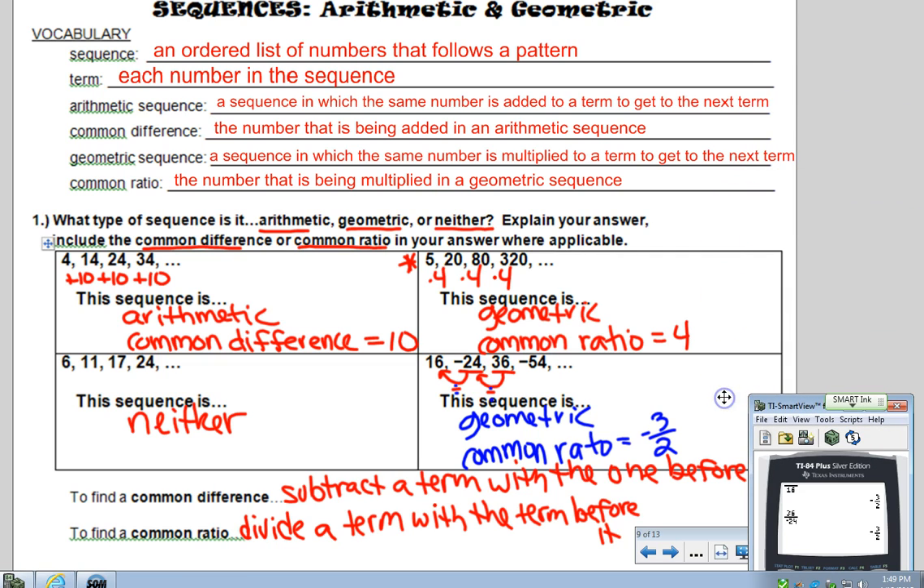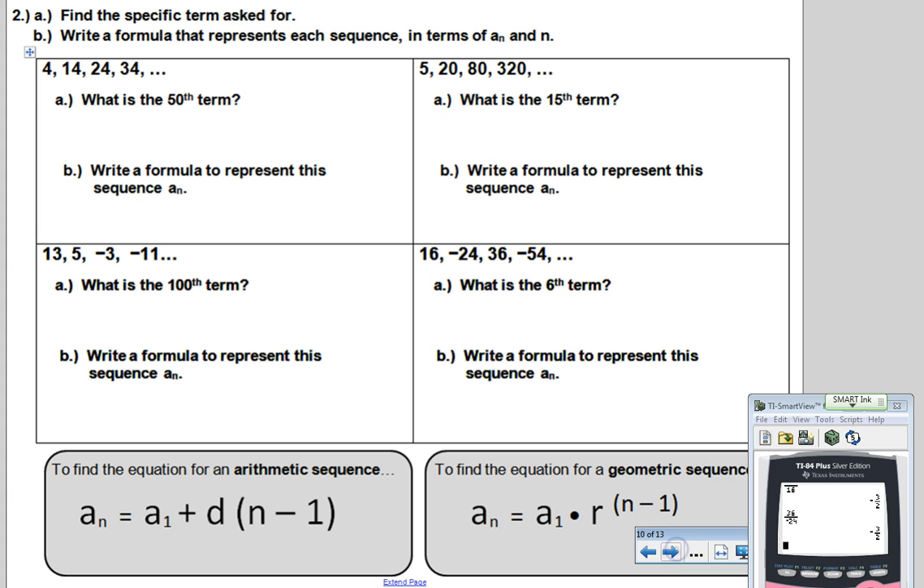Okay, so after you determine what it is, arithmetic, geometric, etc., now you might be asked to find certain term numbers. So our B question is just the same. This one and this one are the same three problems, but I changed this one so that it could actually be one that we could use.